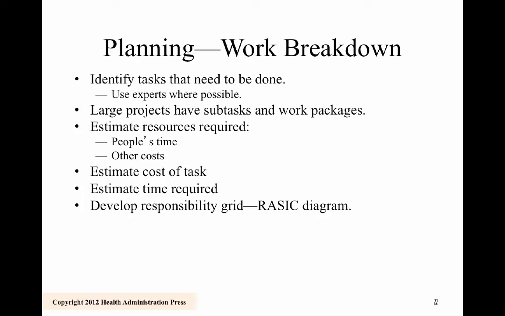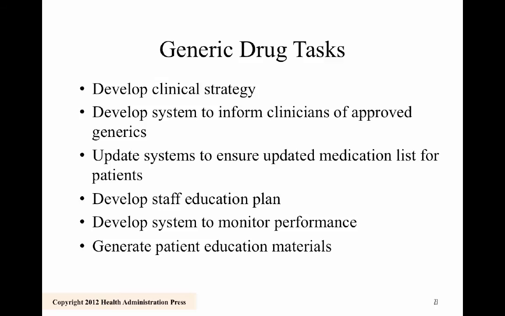Okay, so when you're planning for a project, what needs to be done? Well, you identify the tasks, use experts where possible. So what are all the tasks that we need to accomplish in order to fulfill the goals of this project? And large projects often have subtasks and work packages, estimated costs, and times. You can break it down in a couple different ways, and I'll show you those. But here first in generic drug tasks, let's say you need to develop the clinical strategy, the system, and so on. These are your core 6 tasks for that project.